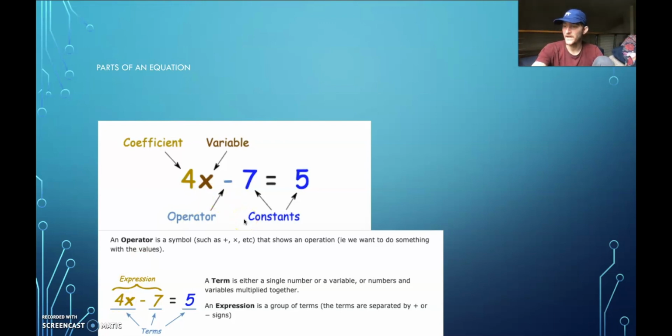All right. And finally, our coefficient. Our coefficient is going to be any quantity that is multiplied by a variable. So if I have 4x, my coefficient is 4. If I have 3y, my coefficient is 3.